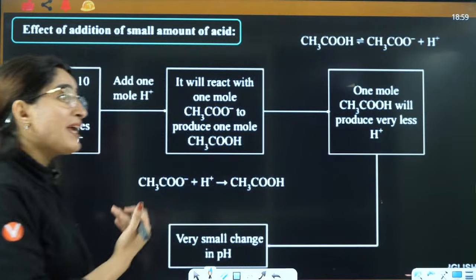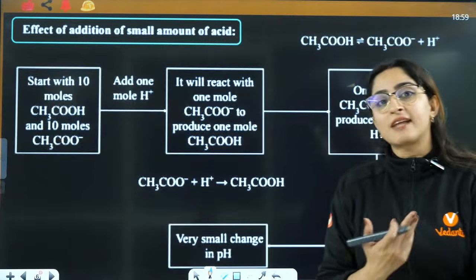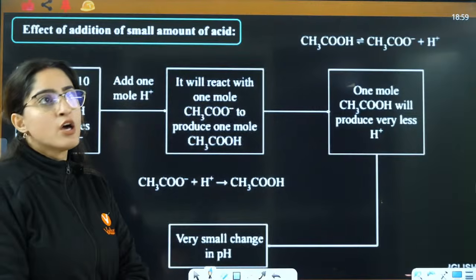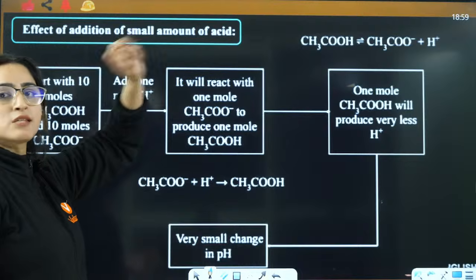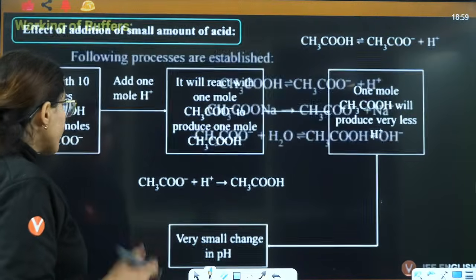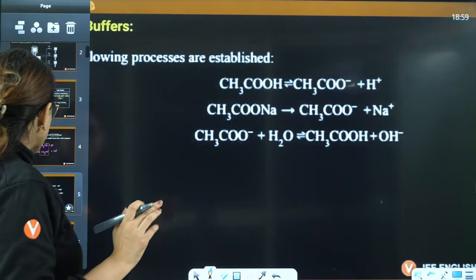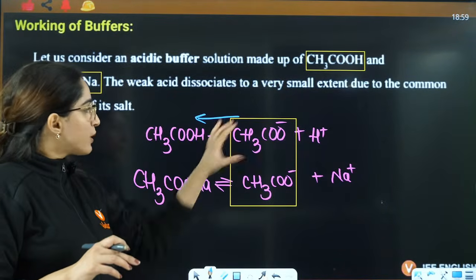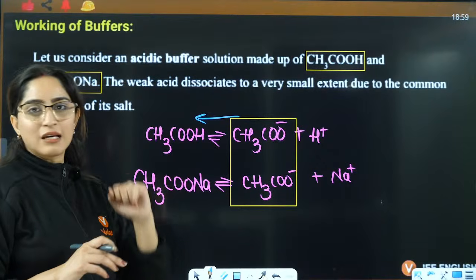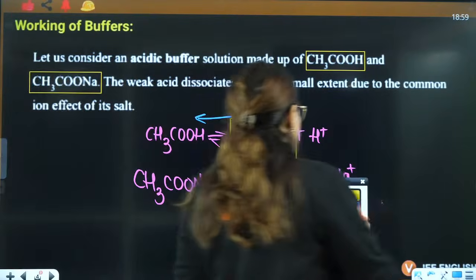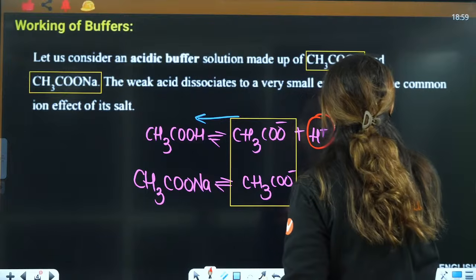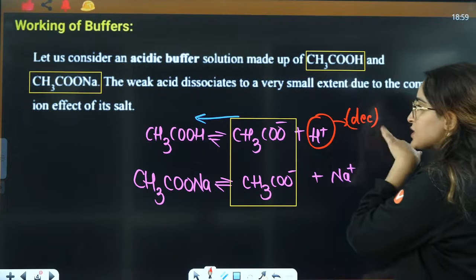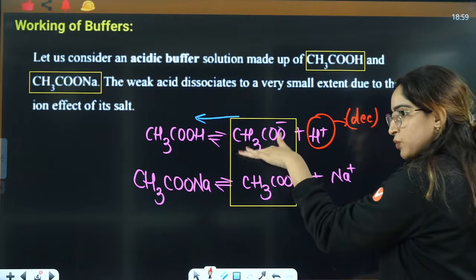Understood? pH will change if the extent of H positive or OH negative ions has changed. You already have CH3COOH, right? Two factors are taking place here. First is the common ion effect. Because of this, the dissociation is decreasing. This H positive will decrease. Why will this H positive decrease? Because this reaction is moving backwards.